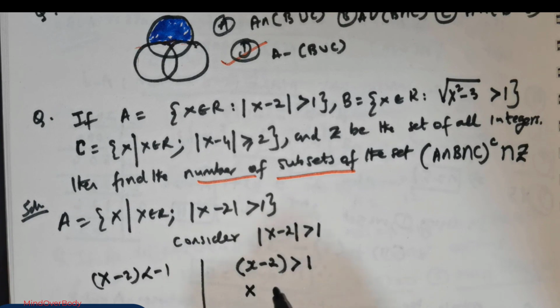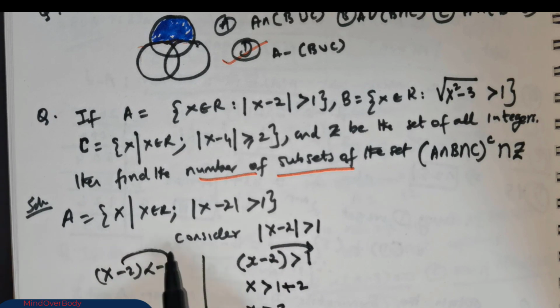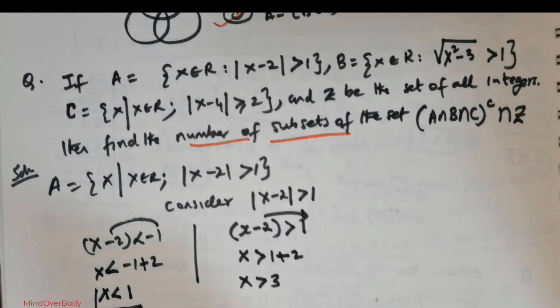So solving these two would extract the value for x. From here x minus 2 is greater than 1, push this 2 to the other side, that would give us positive 2. So x is greater than 3. Push this negative 2 to the other side. That would give me x is less than negative 1, positive 2. So in this case, x is less than positive 1. So you got two values, x less than 1, x greater than 3.